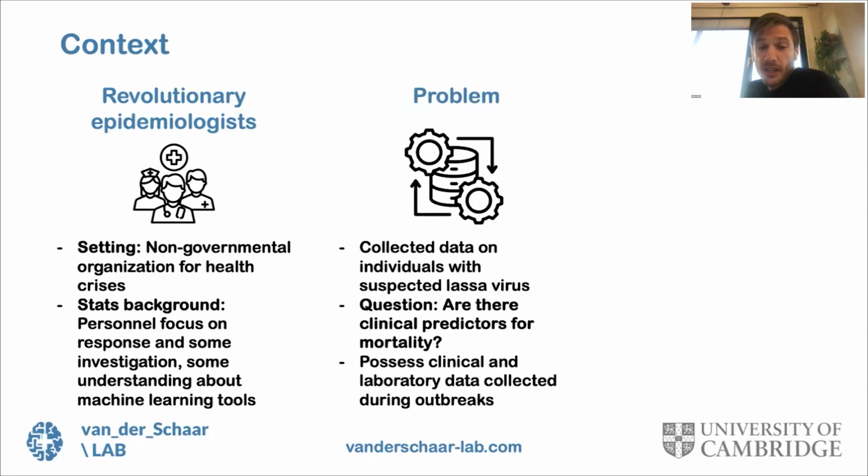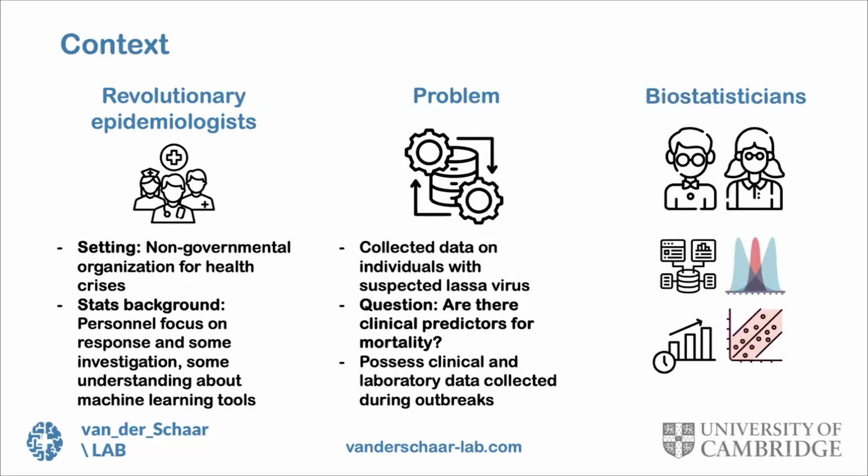And let's just say they have an issue. They have an outbreak of a virus that comes out, with individuals suspected, and let's just say confirmed, to have the virus. And what they want to know is, are there clinical predictors that are associated with mortality? What they possess is different clinical and laboratory data, and this was specifically collected during outbreaks. This is very rare data. Once again, they come to the biostatistician, we bring the data together. I might run some sort of time series analysis. I might do some regression analysis. But once again, we want to answer this research question.